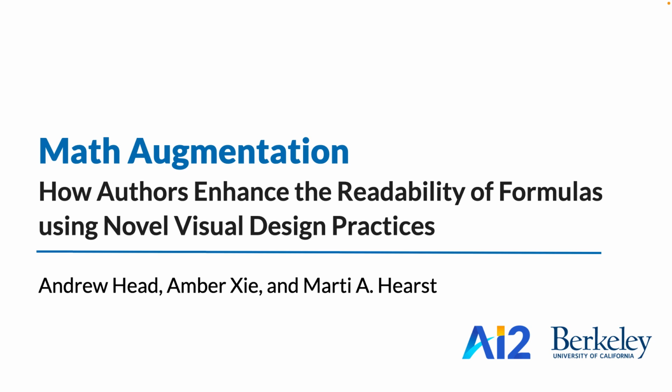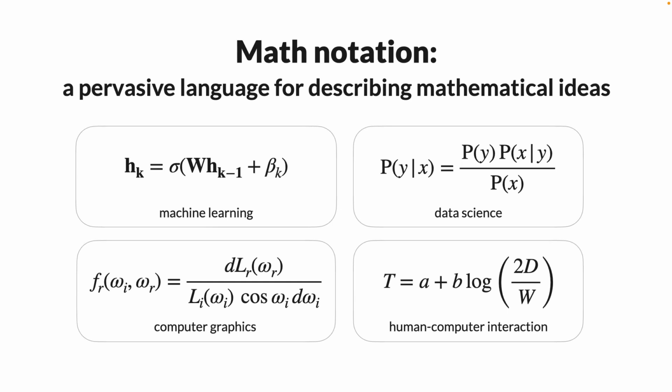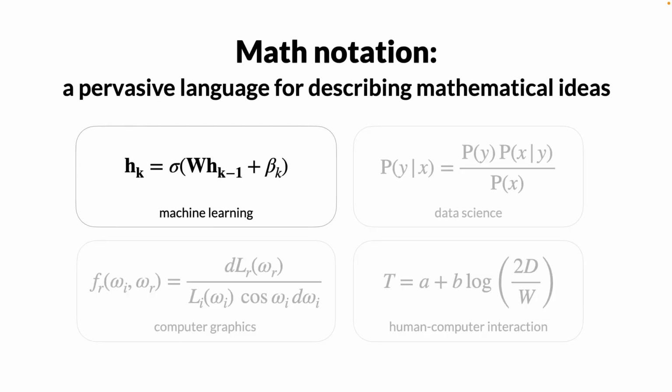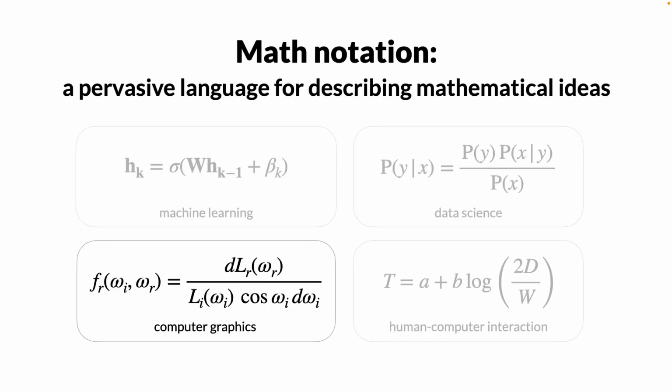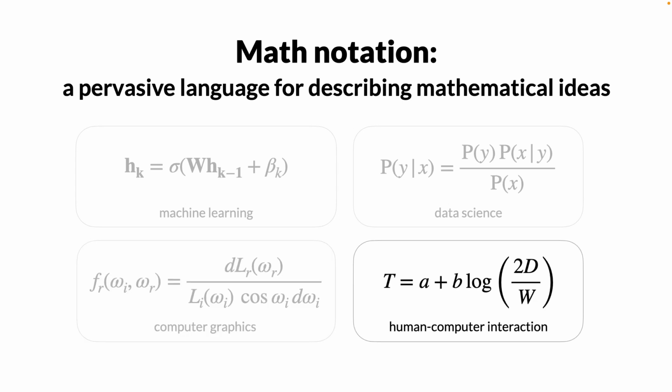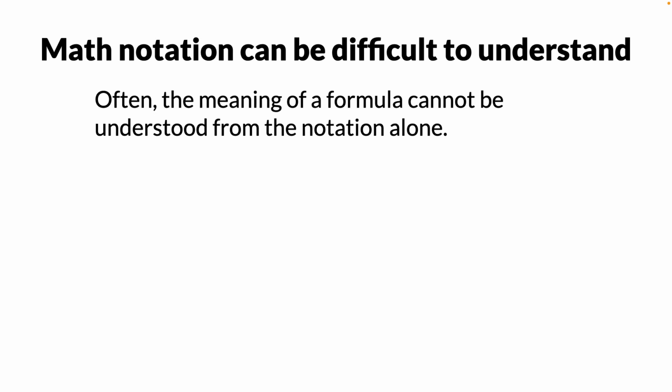I am Andrew Head. I am presenting our paper, Math Augmentation: How Authors Enhance the Readability of Formulas Using Novel Visual Design Practices. Math notation is a pervasive language for describing mathematical ideas. It is used across domains to express mathematical ideas formally, from machine learning to data science, computer graphics, and human-computer interaction. However, notation can be difficult to understand.